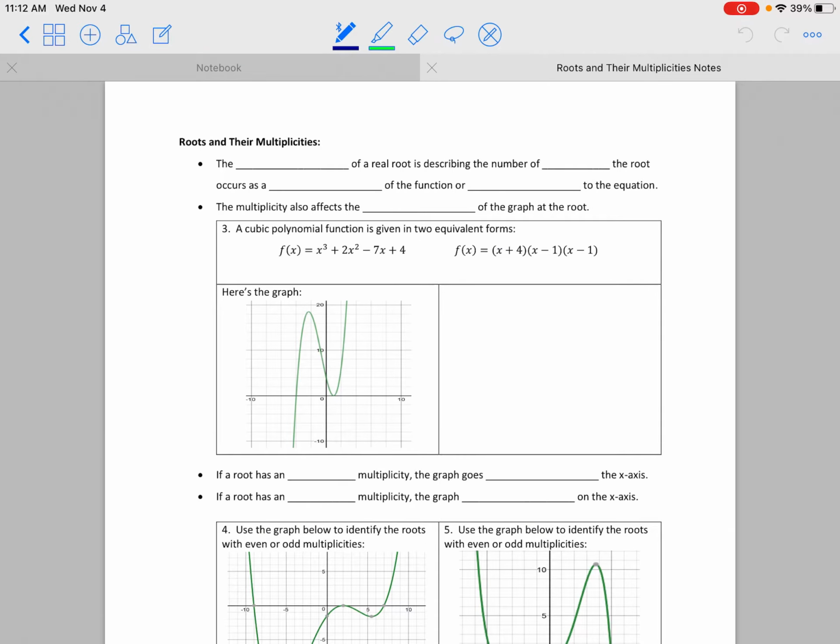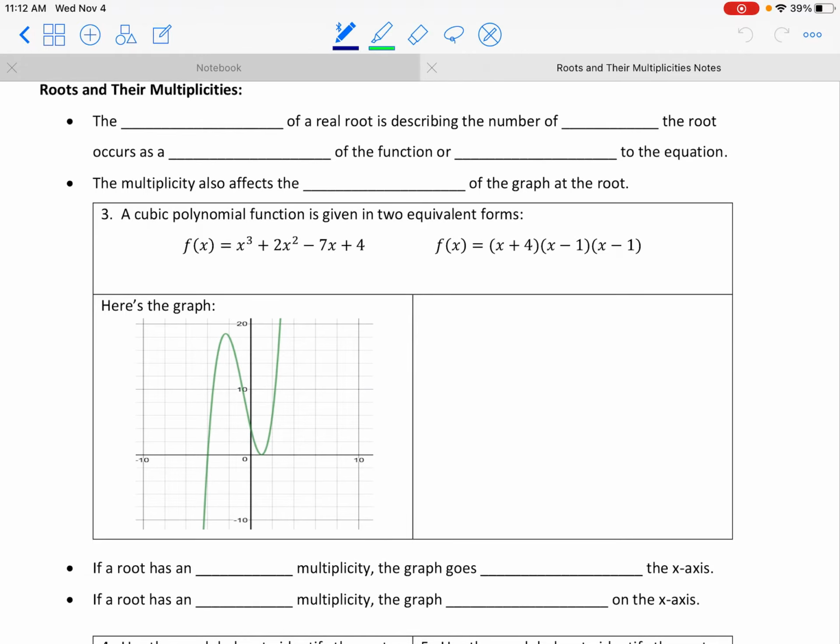Now, continuing. The multiplicity of a root is what we're going to be talking about next, and it's basically describing the number of times that root occurs as a solution or as a factor of our equation or our function. I might have mentioned this in the previous topic. How many times does that root occur as a factor or a solution, depending on if you're looking at the function or the equation?